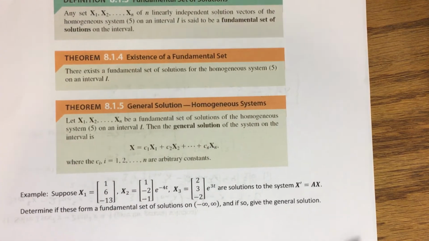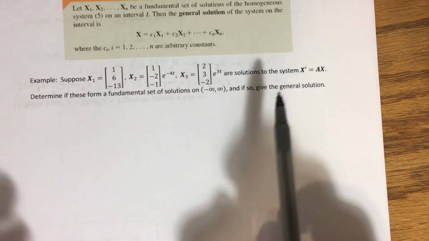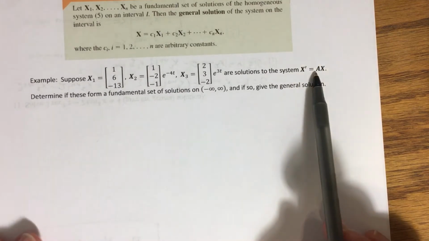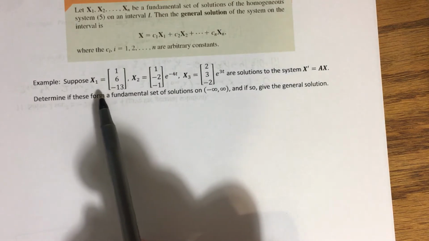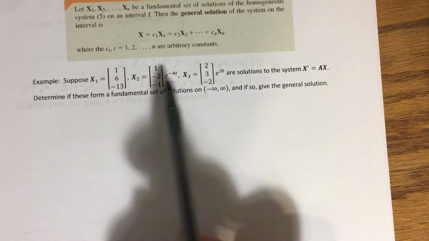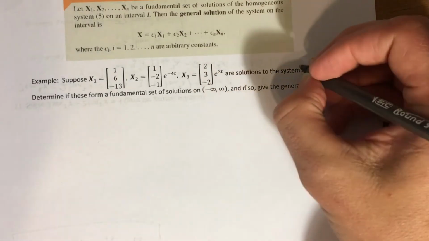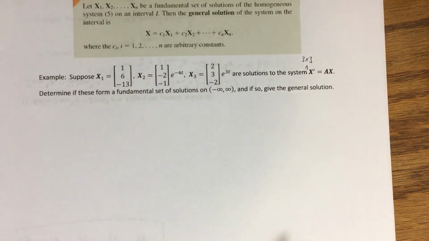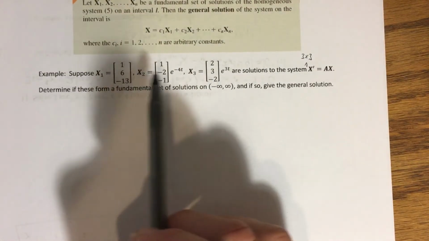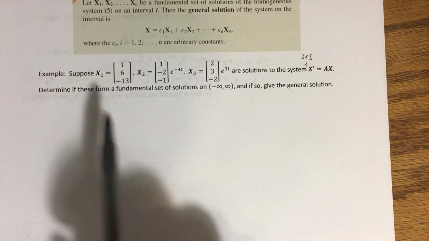Okay, so what we are asked to do in this example is we're given a system, but we're not shown what the system looks like explicitly. We don't know what A is equal to. However, we are told that we have a total of three solutions to this system, and I left out an important piece of information here. We need to know that this is a 3 by 3 system. 3 equations, 3 unknowns, because that would mean that we have the correct number of solutions for a potential fundamental set. Okay, so we're asked to do a couple of things.